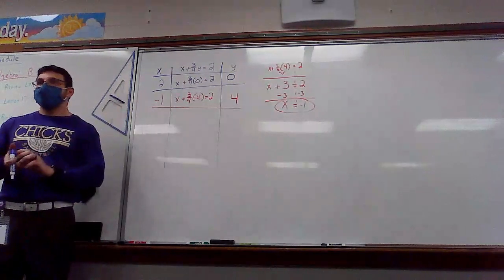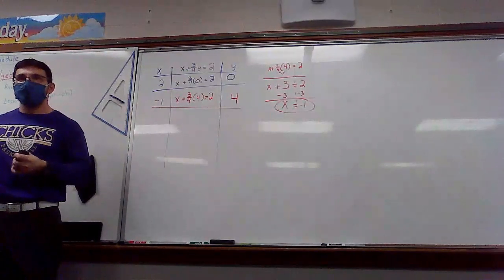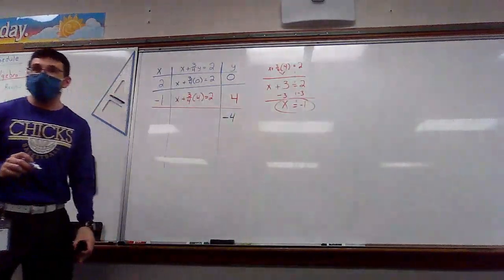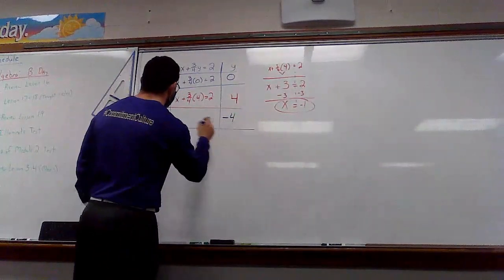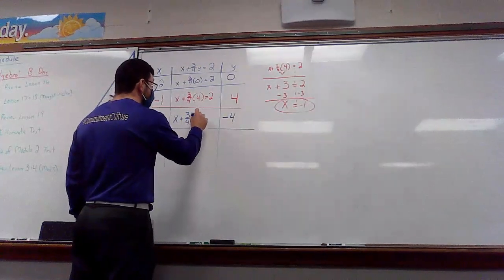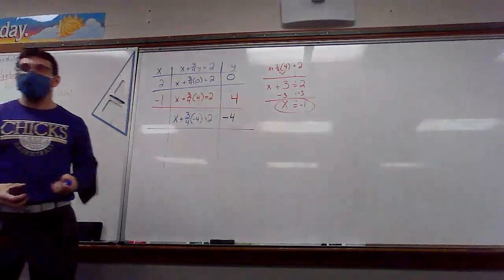So what's the opposite of 4? If you look at your number line, what's the opposite of 4? -4. So you're going to use both the positive and the negative of your denominator. So now I have x plus 3/4 times -4 equals 2. Go ahead and solve that, and then talk it over with somebody right next to you.